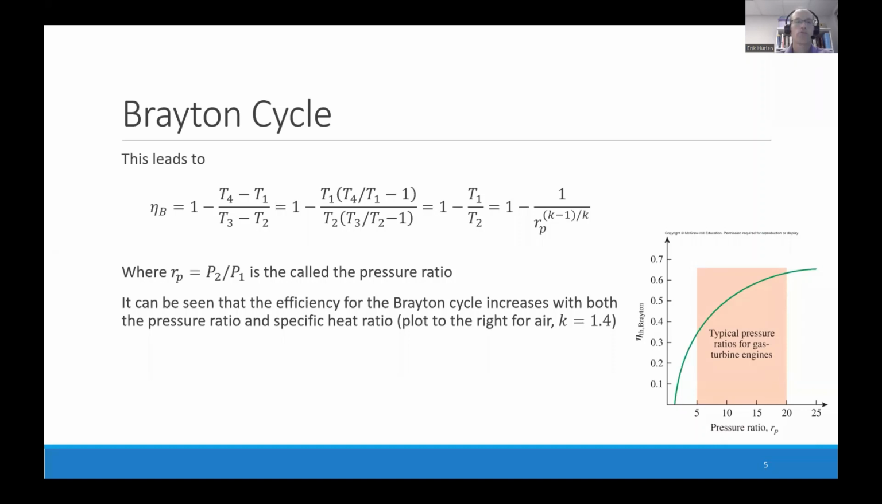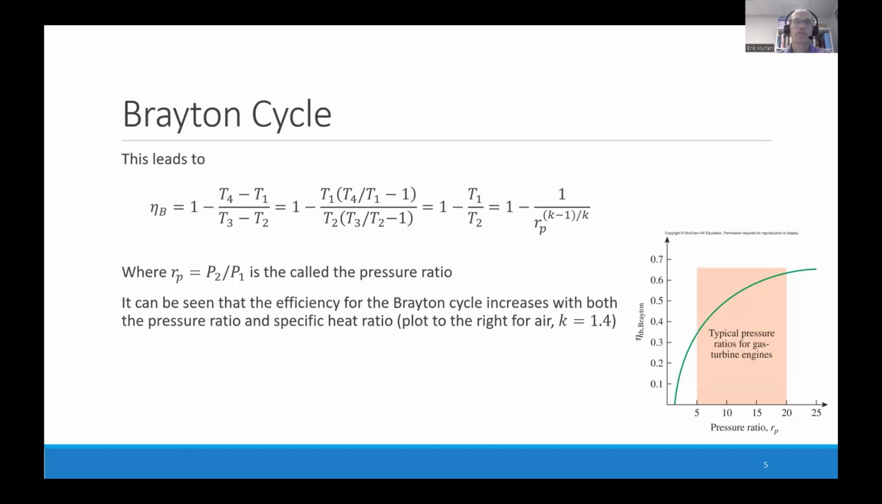Again, taking out T1 from the numerator and T2 from the denominator, we're left with this expression where these terms in parentheses are going to cancel, and we are left with 1 minus T1 over T2, which is the same as 1 minus (P1 over P2) to the (K minus 1) over K power using the isentropic relationships. And then we can define Rp to be P2 over P1 as the pressure ratio. So the efficiency of the Brayton cycle is η_B equals 1 minus 1 over Rp to the (K minus 1) over K power. Note that this pressure ratio is the pressure ratio through the compressor.